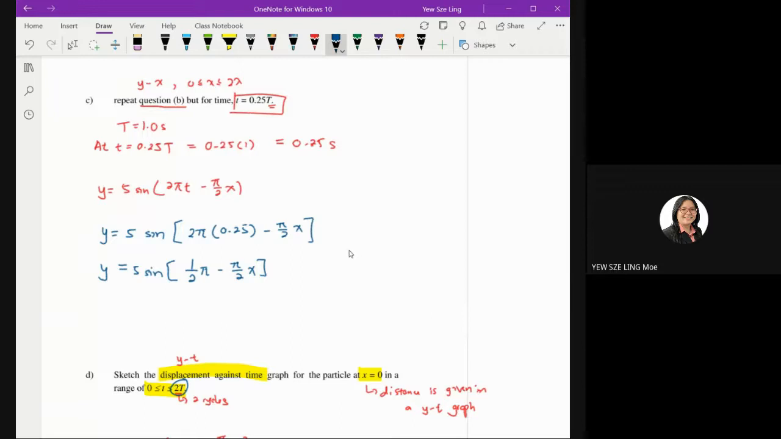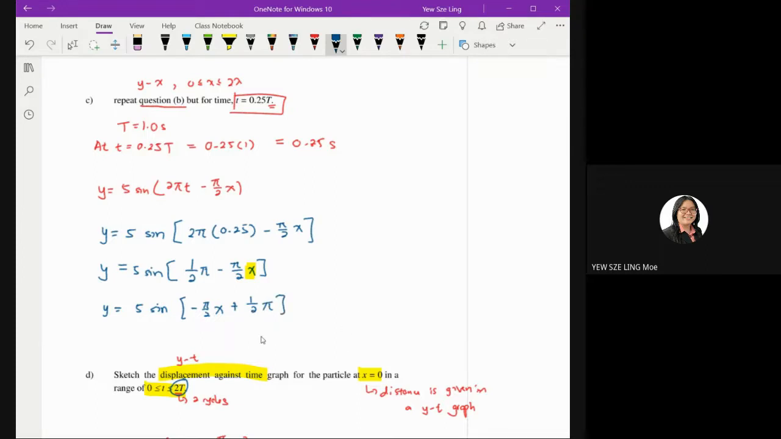If you want to plot the graph, you need to make sure the unknown x is at the front, not at the back. So you need to rearrange the equation. How do we rearrange it? You will obtain y equals 5 sine bracket, negative pi over 2 x. You need to make sure the x is at the front. So plus 1 over 2 pi.